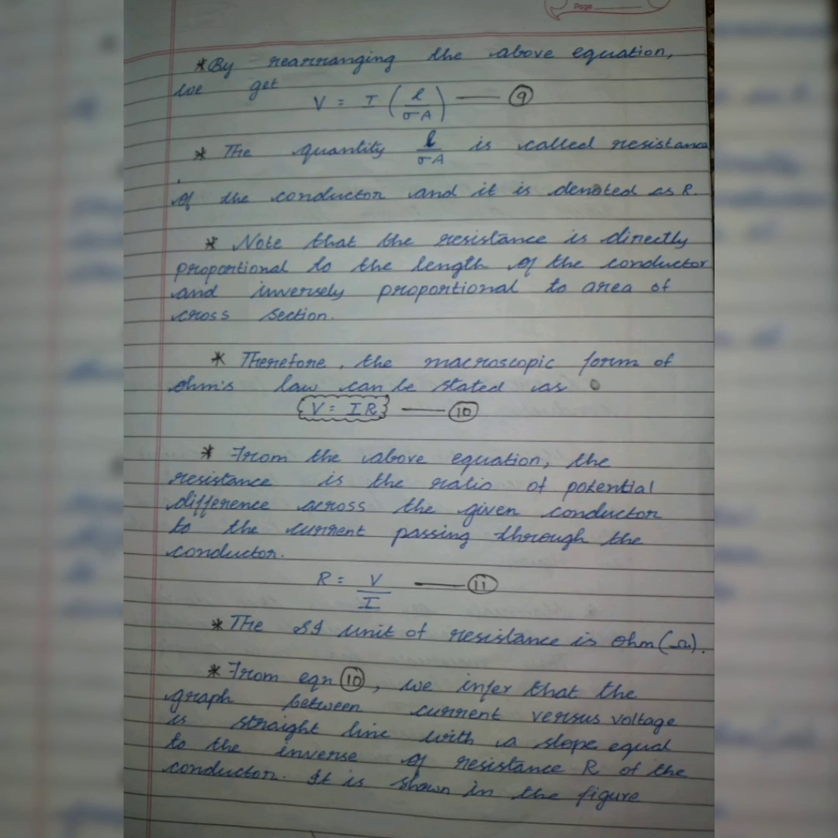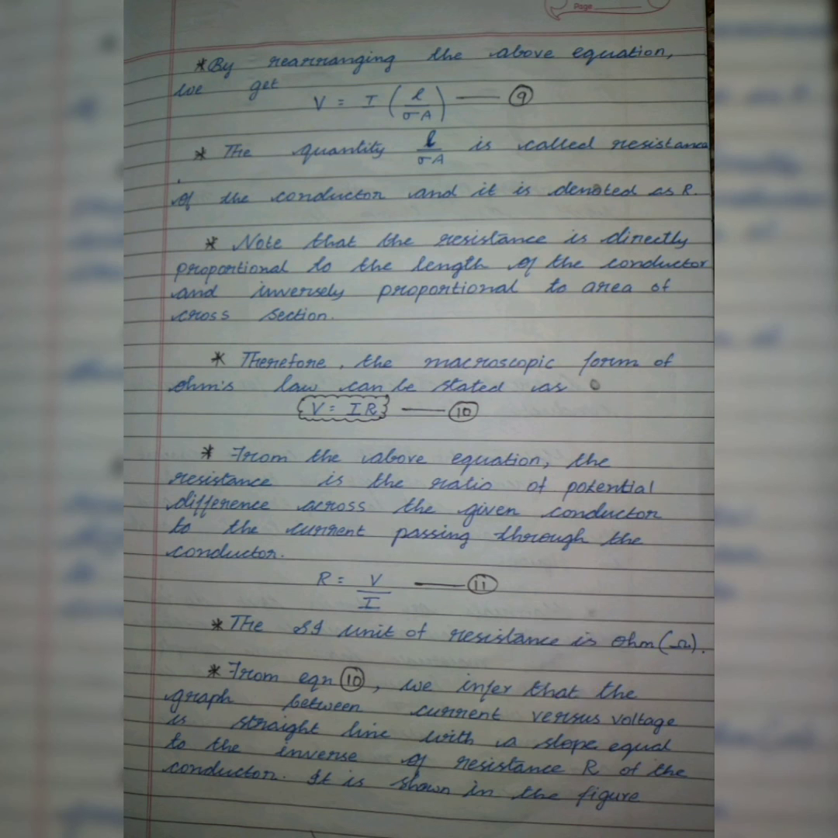So from the above equation, the resistance is the ratio of potential difference across the given conductor to the current passing through the conductor. So R is equal to V divided by capital I. And the unit of resistance is ohm, which is denoted by this symbol.